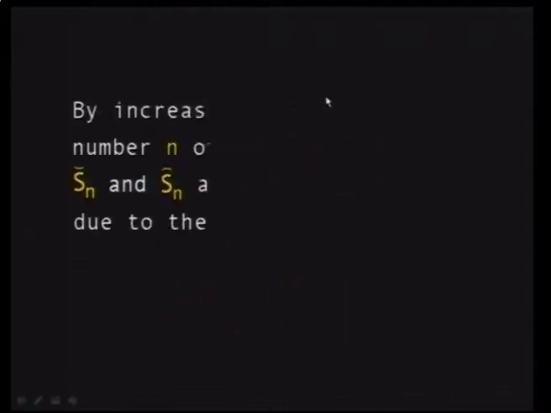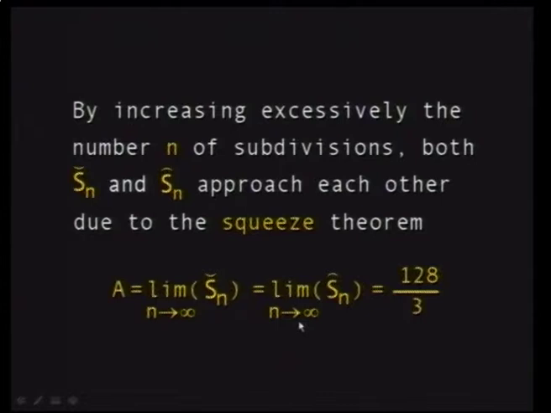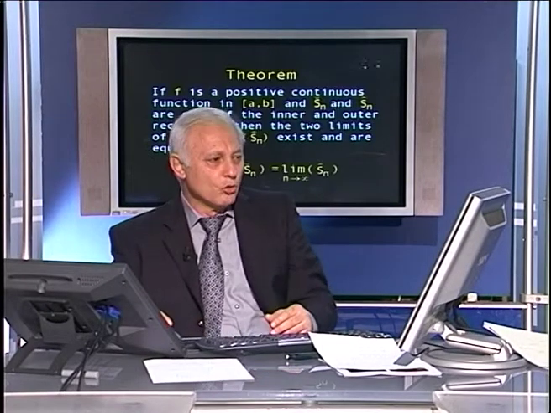And when you take the limit when n tends to infinity, you find that both approach the value 128/3, and from here you see that now we obtain the exact definite integral, which is the area under the continuous curve y equals f of x. So we come up to this theorem.